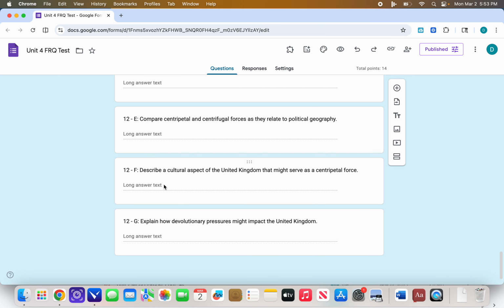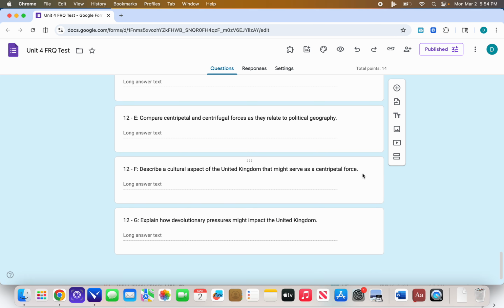Okay. 12F, describe a cultural aspect of the United Kingdom that might serve as a centripetal force, something to help pull them together. You could possibly discuss food, although I know in our foods project there were some Irish foods, there were some Scottish foods, and I think there were some Italian or some Irish foods, and obviously the English have their own culinary tradition as well. You could talk about the flag, the Union Jack, and how it has different elements that date back to the heritage of England, Scotland, and I believe Wales as well. I know England and Scotland are both definitely represented on the British flag, and that helps those cultures feel like they belong.